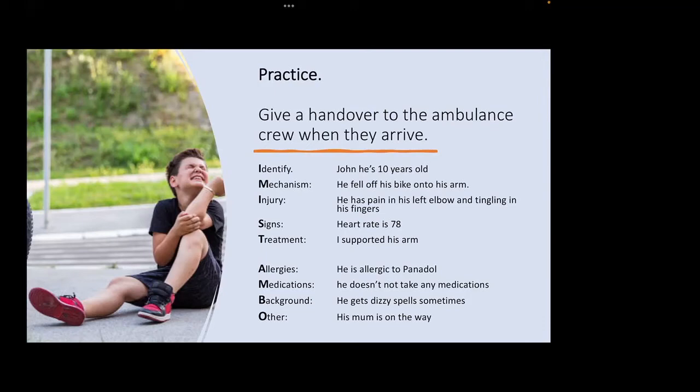The allergies, he's allergic to Panadol, and the medications, he doesn't take any. But his background is he does get dizzy spells sometimes. That could impact what the ambulance crews or hospitals will look at, the cause of him falling off the bike. Other information is you can inform the paramedics that his mum is on the way.